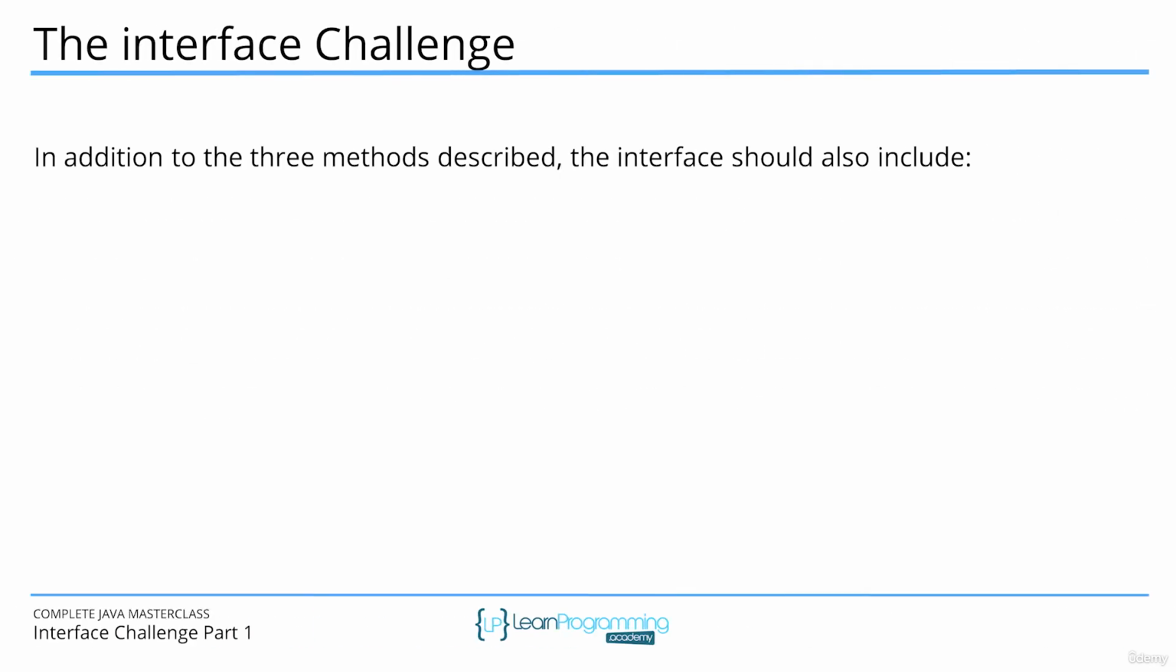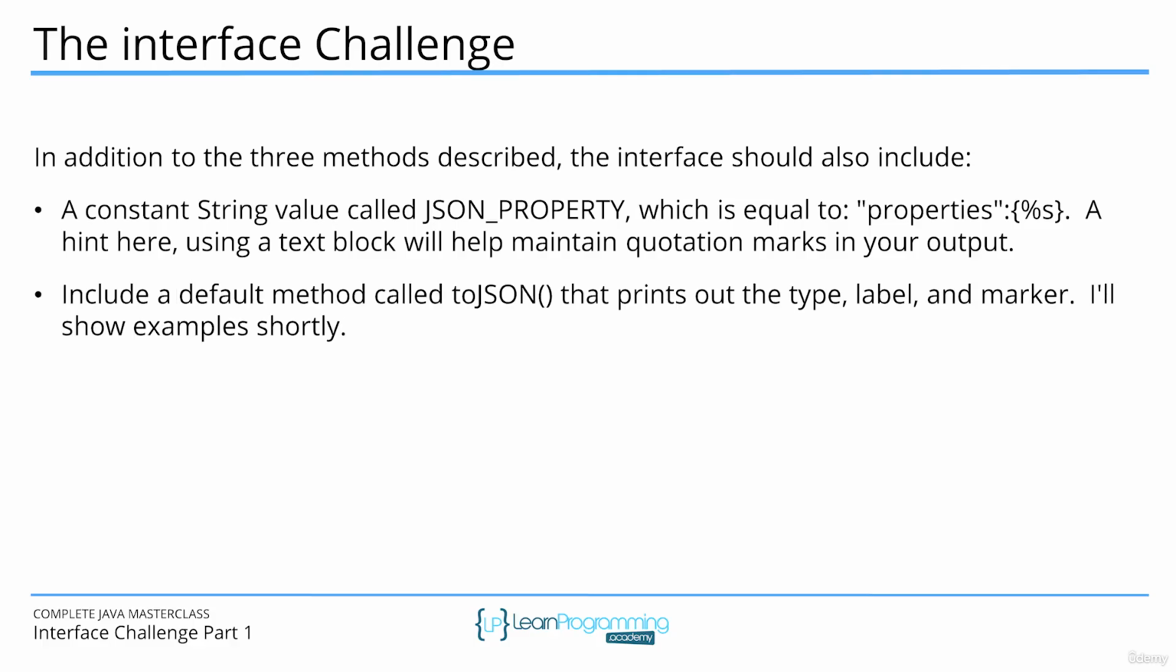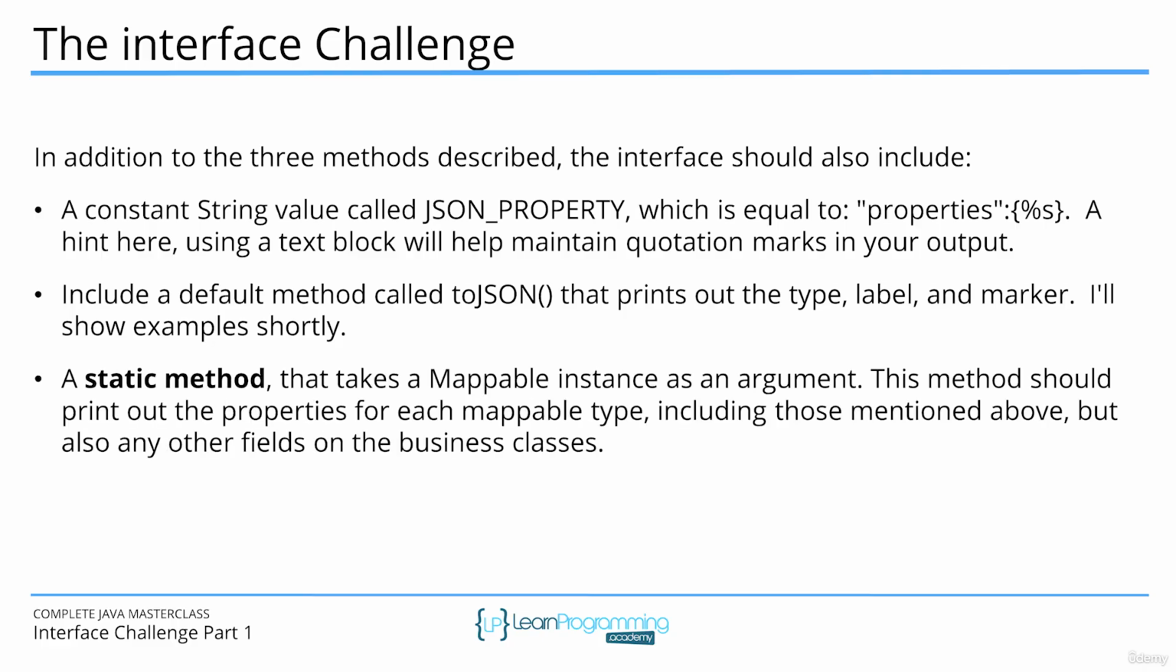In addition to the three methods described, the interface should also include a constant string value called JSON_property, which is equal to properties in double quotes, colon, and %s in curly braces. A hint here, using a text block, will help maintain quotation marks in your output. Include a default method called toJSON that prints out the type, label, and marker. I'll show examples shortly.